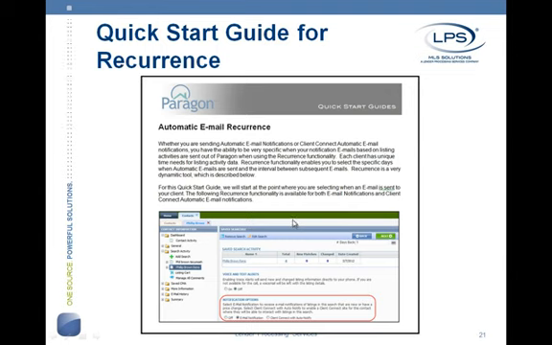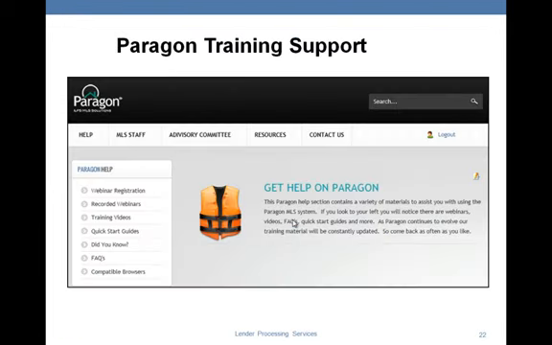As you're setting up automatic email recurrence, we do have a quick start guide that's available for you that will help you and walk you through the different steps of setting up automatic email recurrence for your clients, and also setting up the default setting you want to use. When you click on Help in the upper right hand corner of Paragon, you'll come out to our help site.